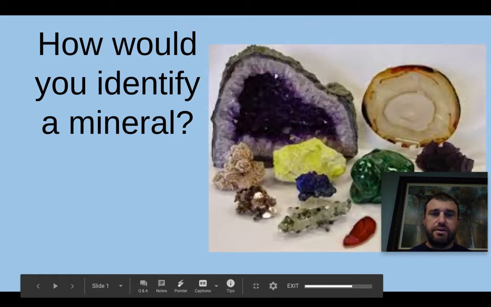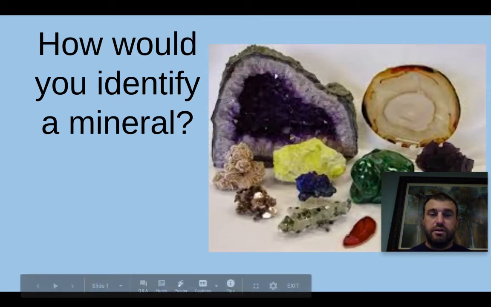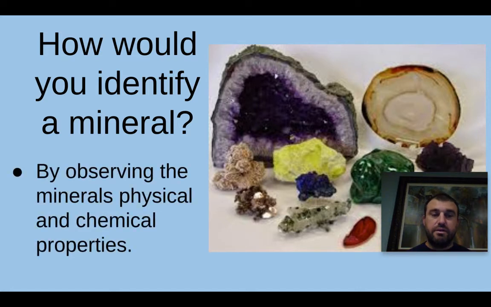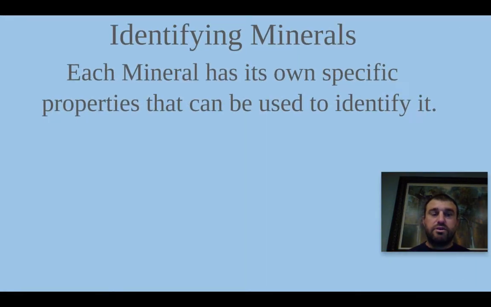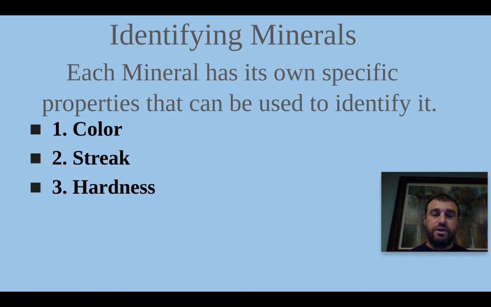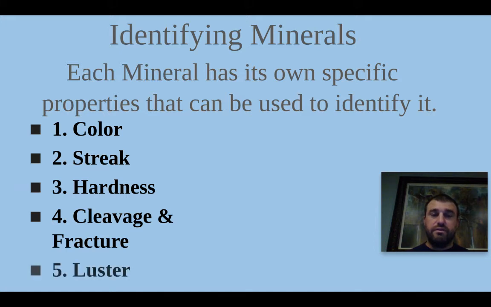So how would you identify a mineral if you discovered one on a hike, let's say? What you would need to do is observe the mineral's physical and chemical properties. So identify minerals. Each mineral has its own specific properties that can be used to identify it. The properties that stand out are 1, color, 2, streak, 3, hardness, 4 is how it breaks. It either breaks by what's called cleavage or it breaks by fracture. 5, luster. 6, crystal shape.